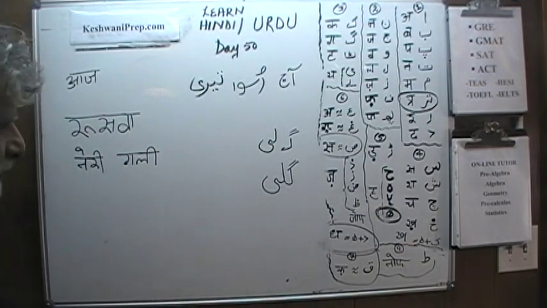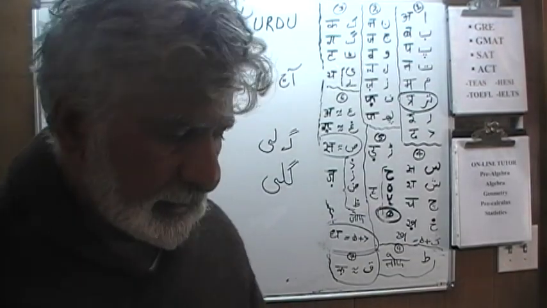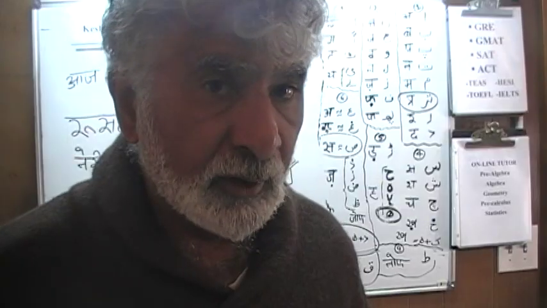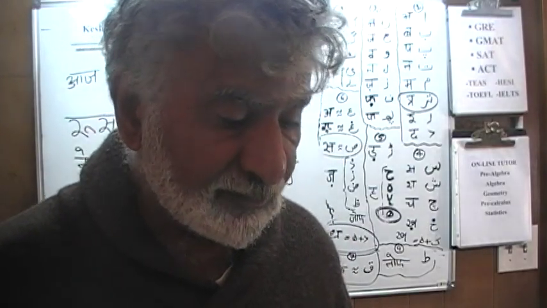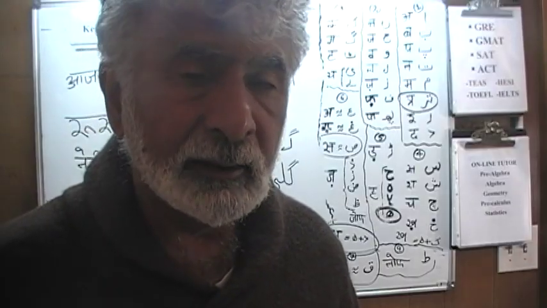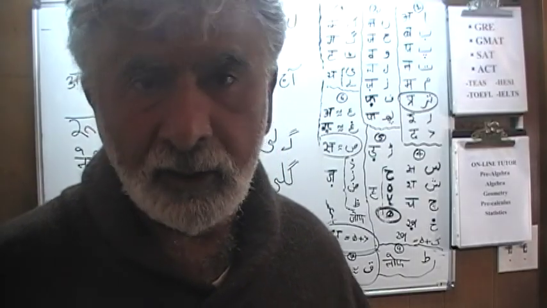Gali. What does gali mean? Gully is not a main thoroughfare. Gully is not a main street. It's not a grand avenue. Gully is a side street, a lane, an alley. A lane, an alley, a street is called gully.